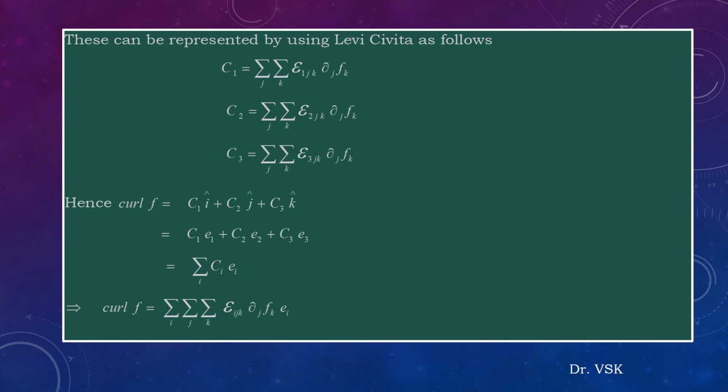Curl F equals sigma over i, sigma over j, sigma over k, epsilon sub ijk dou j fk.